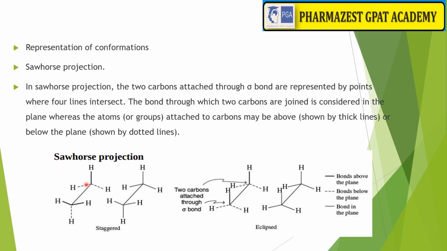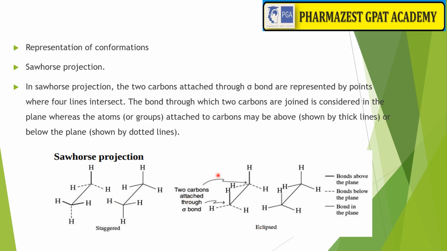The two carbons are attached by a sigma bond, and these are hydrogens attached above and below the plane respectively. If this one is present above, this one is below the plane, and this hydrogen is above the plane and this hydrogen is below the plane. This is the staggered form. Whereas in eclipsed form, what happens?